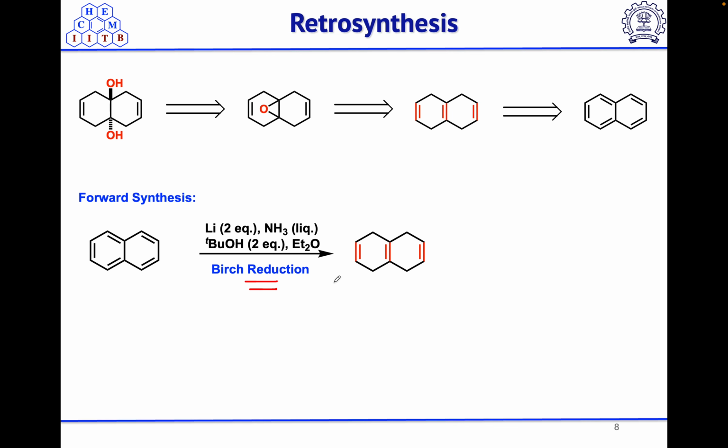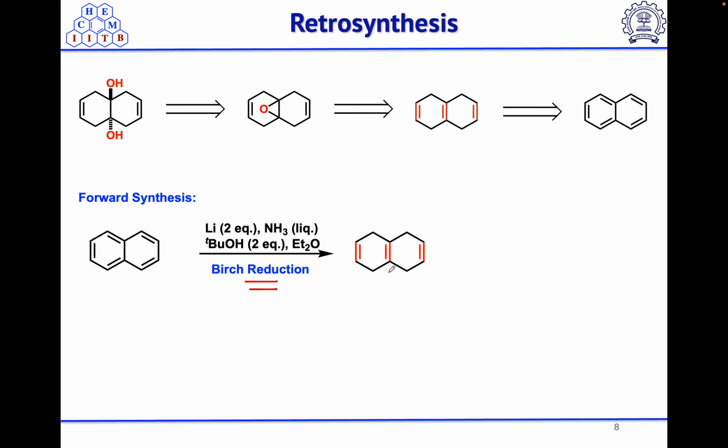I am not going into the details of this Birch reduction. You can find it easily in your textbook. This is a common name reaction. After this Birch reduction happens, we will get this triene. Now if you see this olefin and this olefin, those are disubstituted, right? Now this middle one is tetrasubstituted. So we can easily do the epoxidation of this olefin by using one equivalent of an epoxidizing reagent, right?